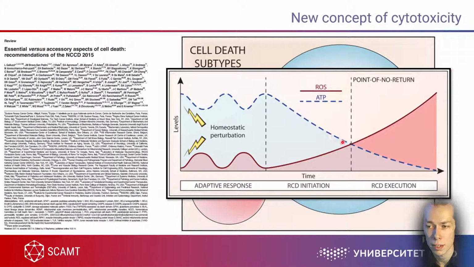At a specific point called the point of no return, there will be execution of regulated cell death. So there is no way for the cell to survive if the ATP level passes this border. So this is one of the most important criteria for regulated cell death.